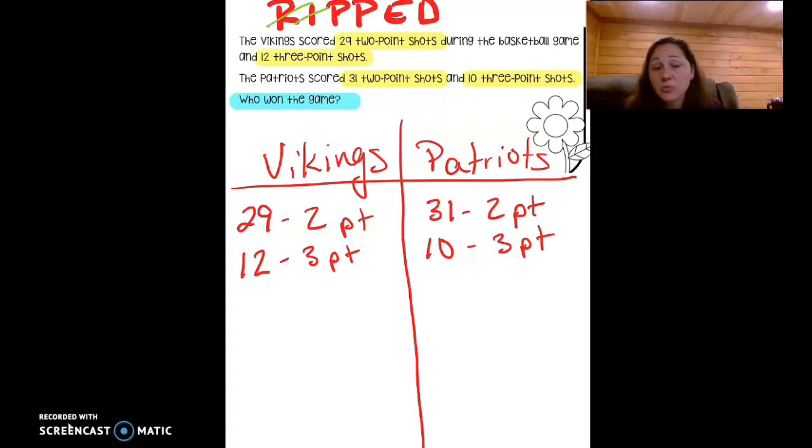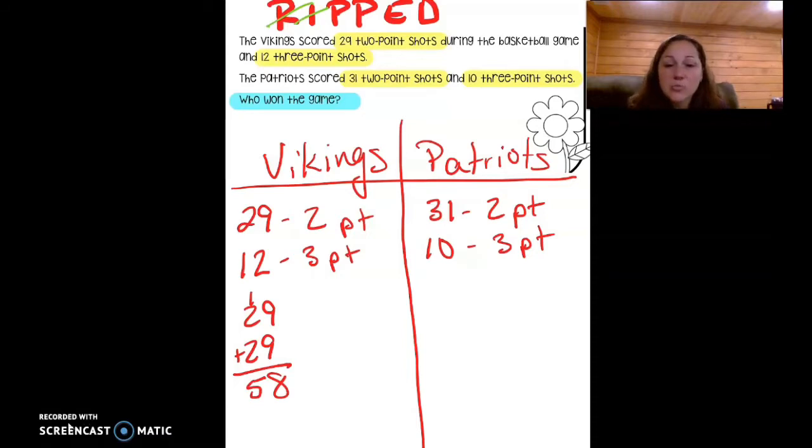So we just have to figure out if it's 29 and they're 2 points apiece, I could multiply that. 29 times 2, or I'm saying 2 groups of 29. So if I'm saying 2 groups of 29, I could even add them. So let's try that. We could add them over here, and we'll say 29 plus 29, right? 9 plus 9 is 18. Put down the 8, carry the 1. And then 2 plus 2 is 4 plus 1, so that's 58 points.